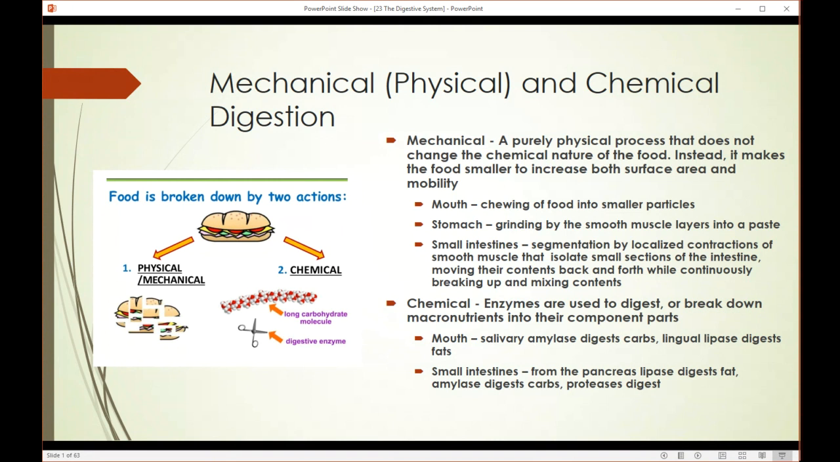And then in the chemical aspects, we have enzymes, right? So enzymes, if you remember, are going to have that ase at the end. So we have amylase. Amylase helps to break down sugars, which are amylose. Amylose is a carbohydrate or a sugar. We have lingual lipase, ase for lipase, helps to break down lipids or fats. Then in our small intestines, we also have pancreatic lipase in there to help digest fats. We have amylase digesting carbs. And then we also have proteases, which are helping to digest our proteins.